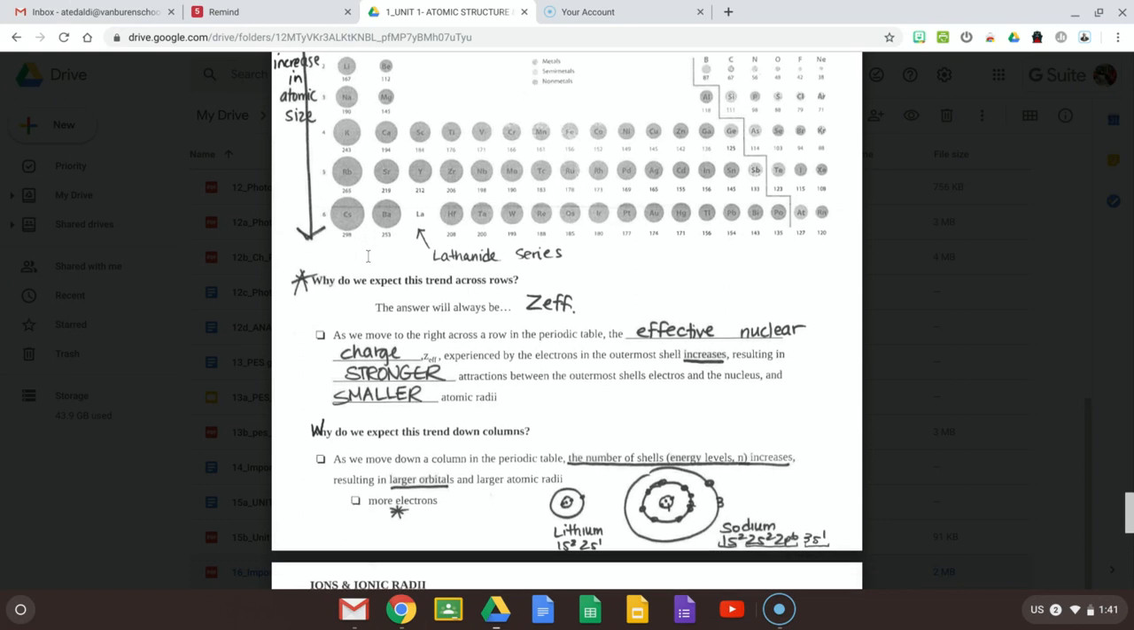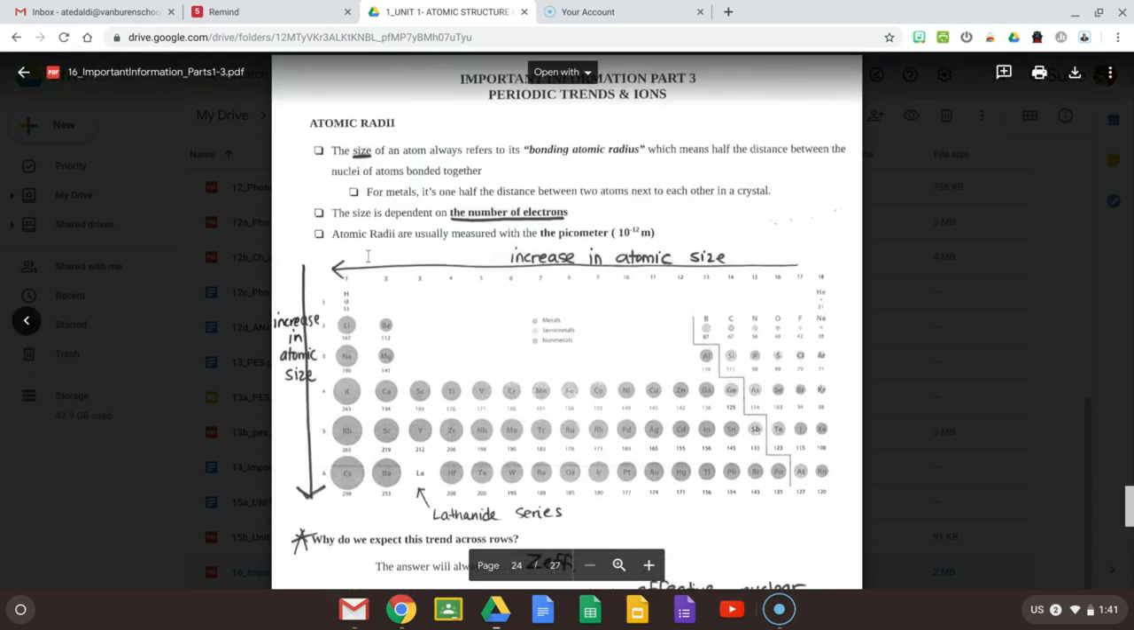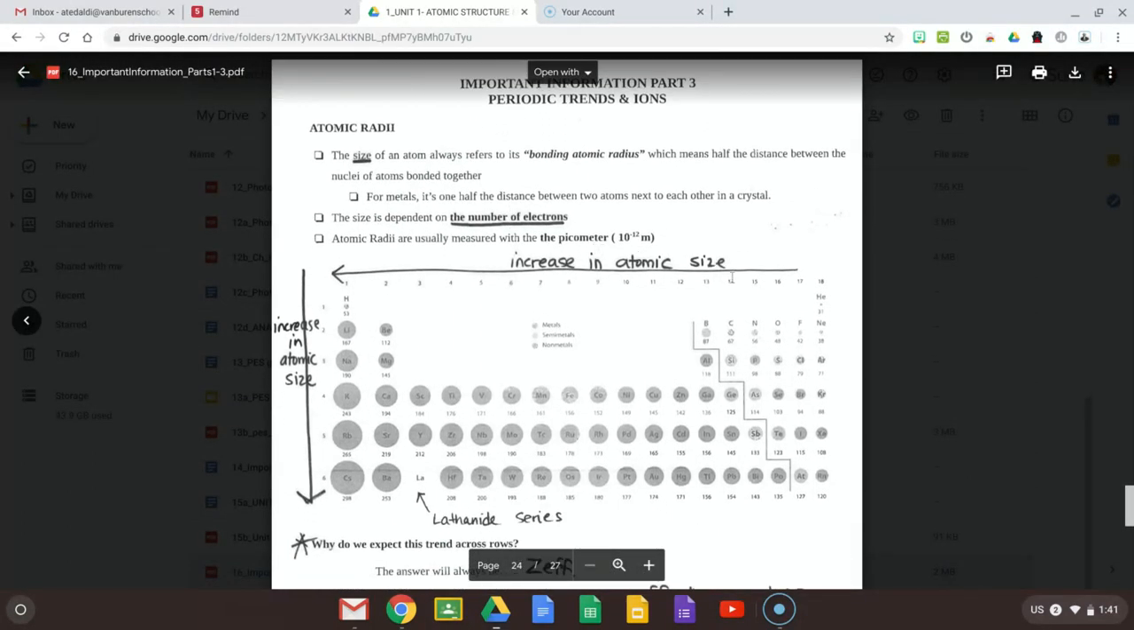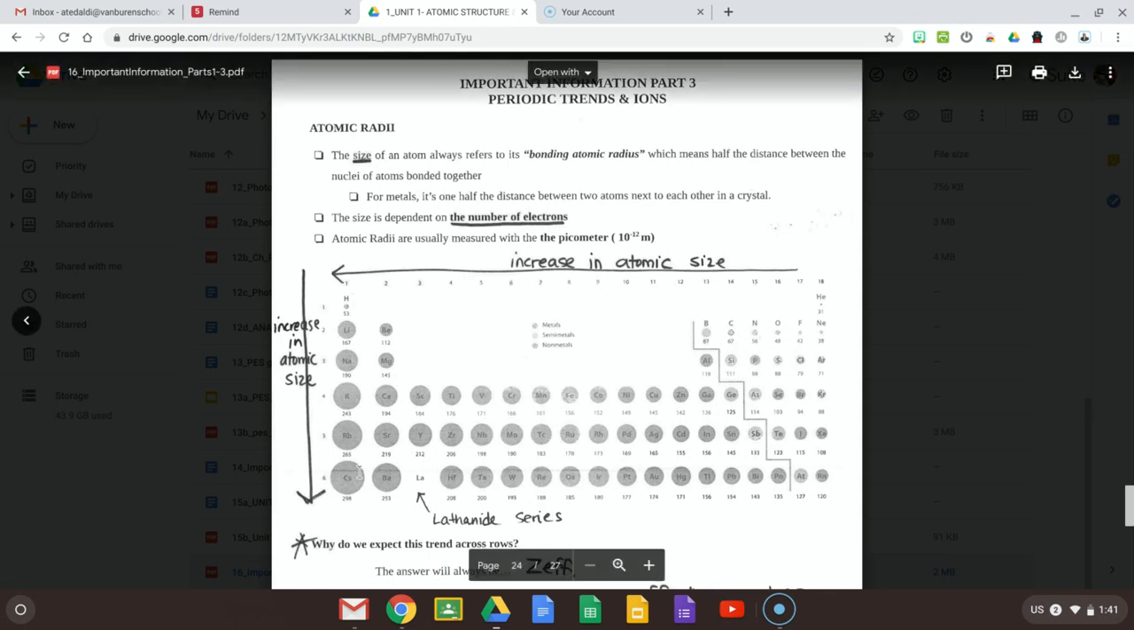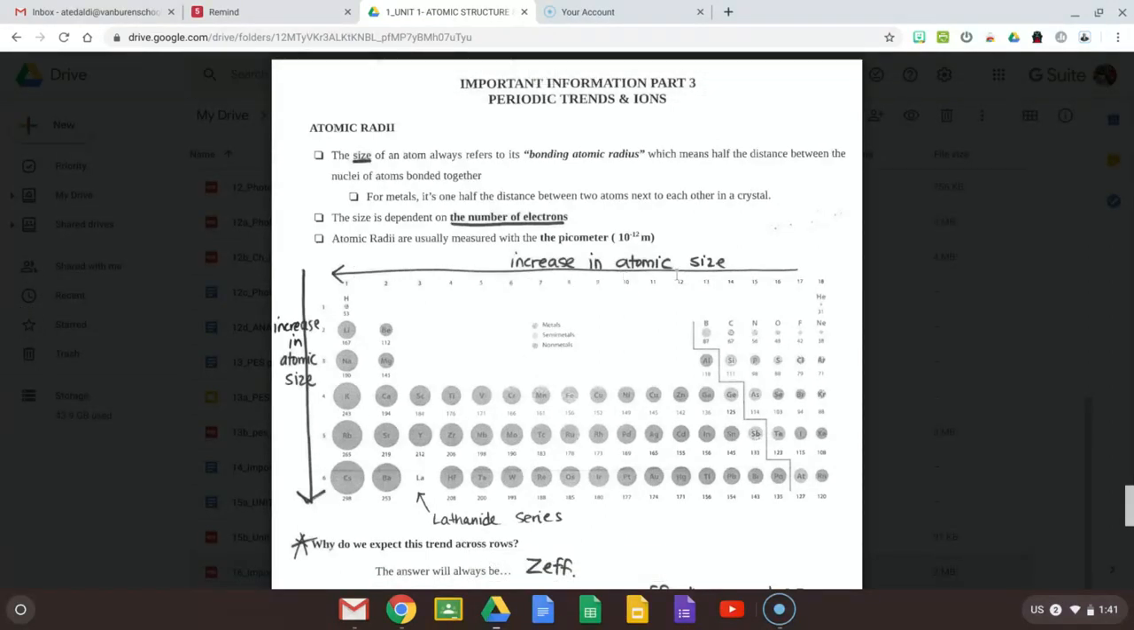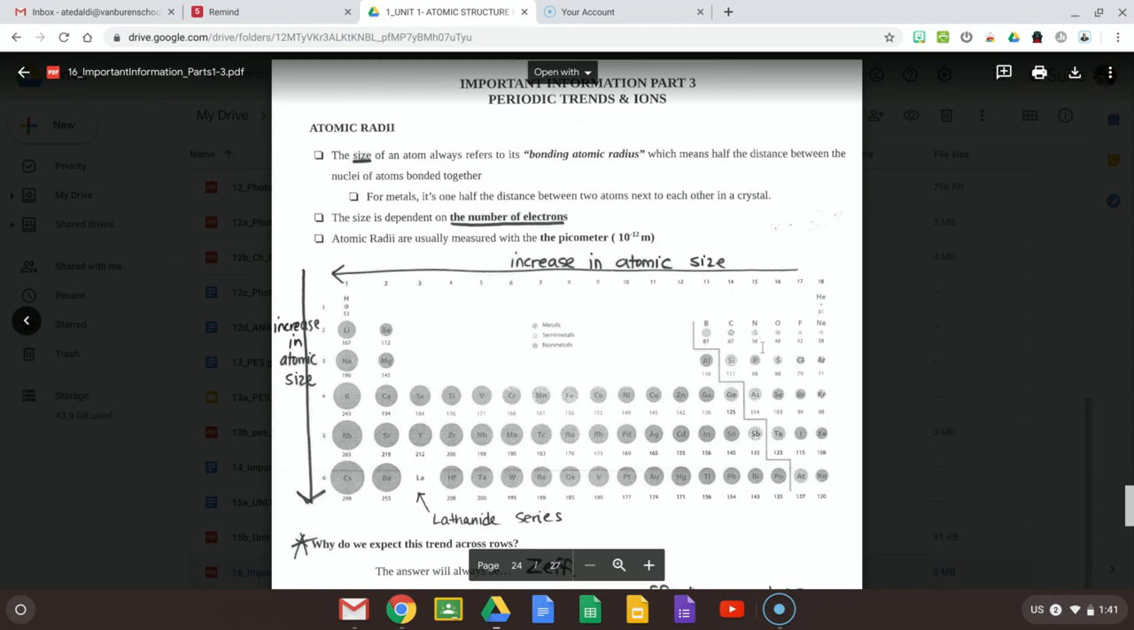So two effects there. For atomic size, make sure you know this, because you're going to have to apply it later, as you saw in Unit 2: as you go down a group, the atom gets bigger, as you go to the left, the atom is bigger, and as you go to the right, the atoms get smaller.